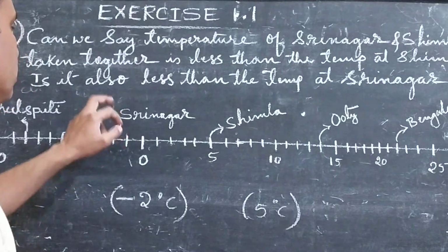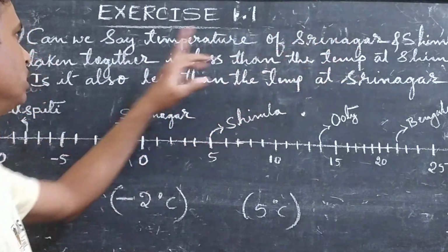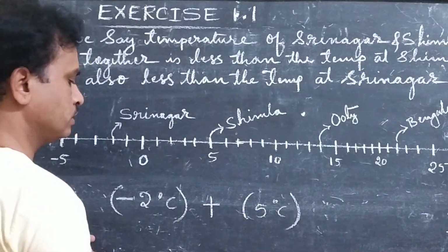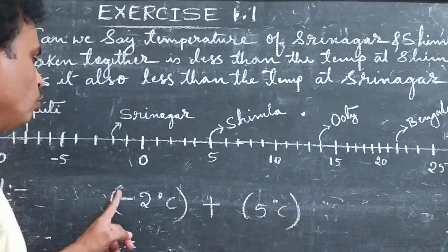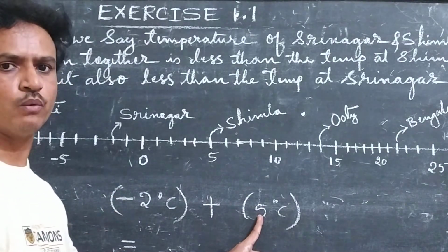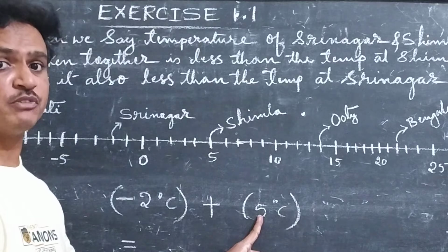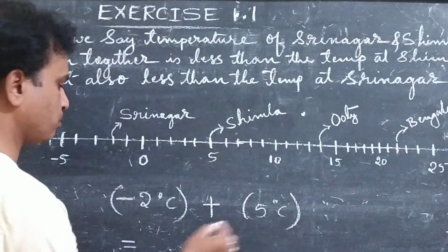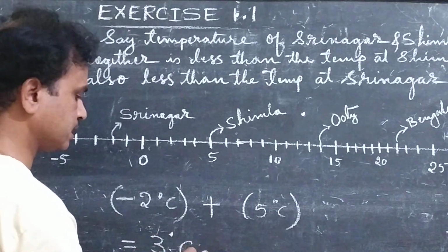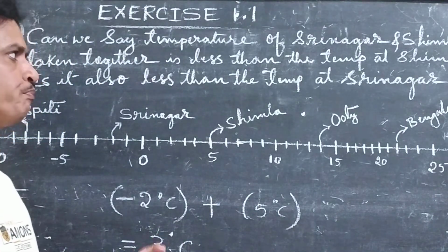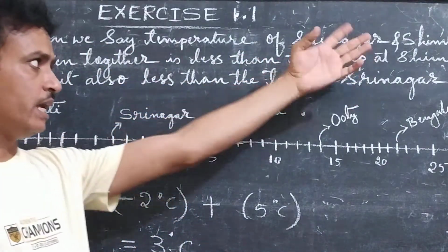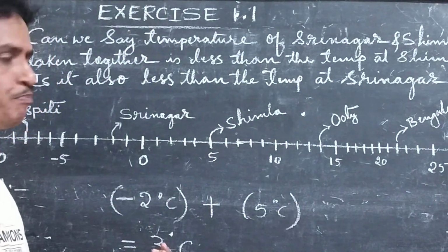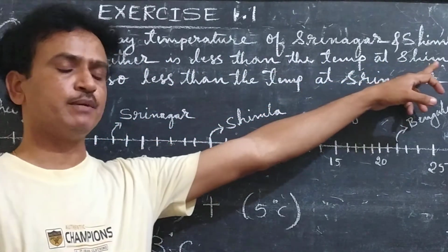According to the question, both places' temperatures taken together means we add these two values. So this is equal to minus 2 plus 5. Both are opposite signs, so we subtract. 5 minus 2 is 3. The bigger number's sign is positive, so it is 3 degrees Celsius. One step over. When we take these two places' temperatures together, we got 3 degrees Celsius.